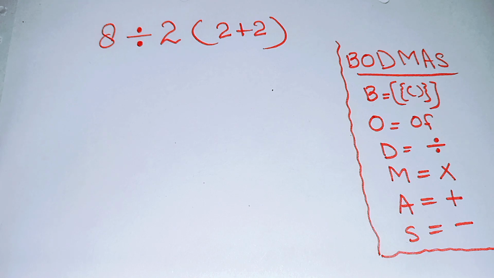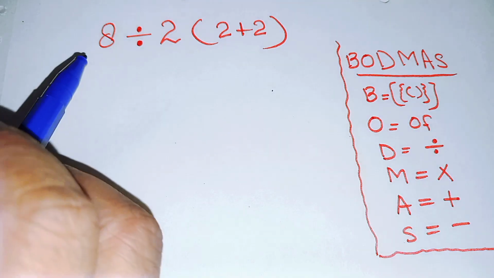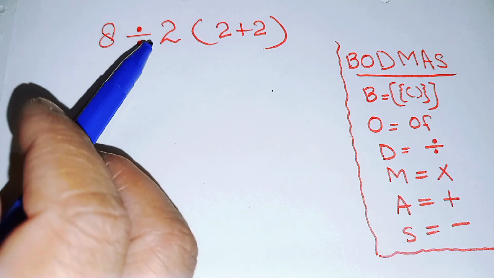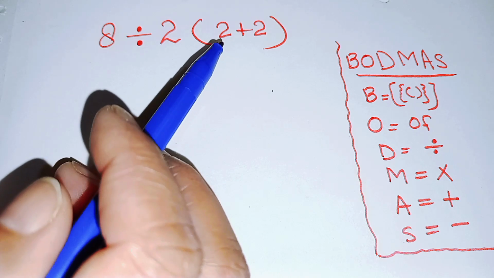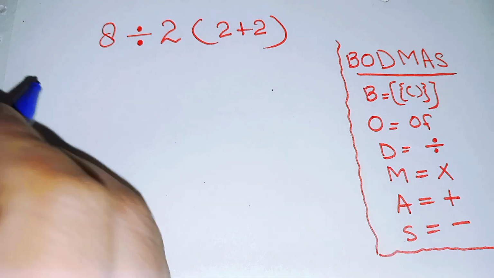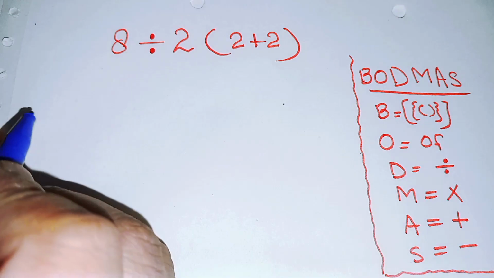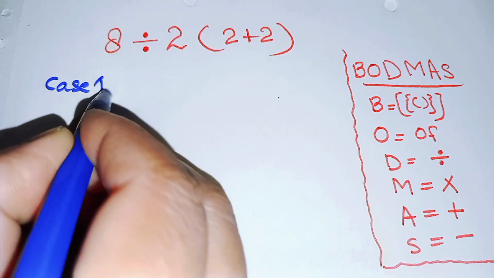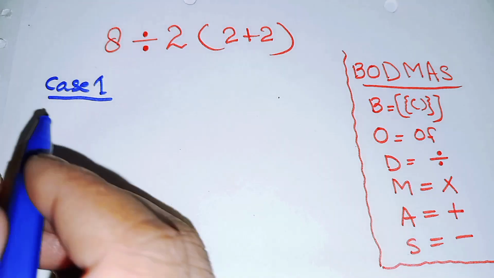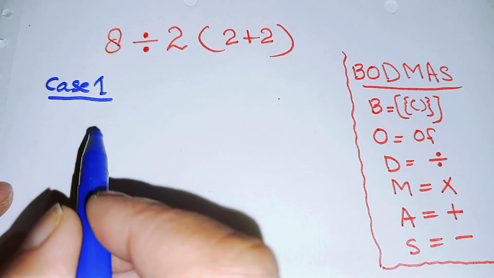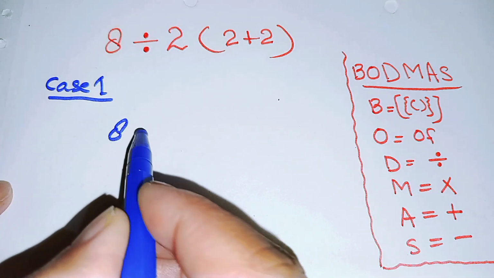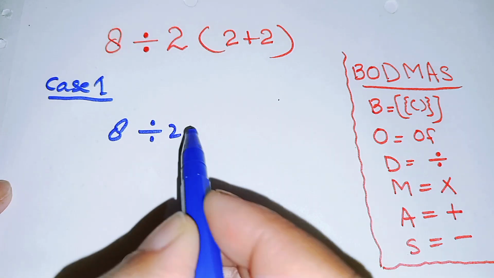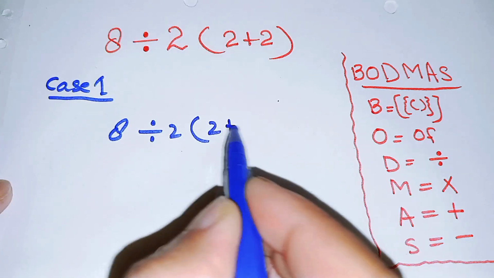In this video we are going to solve a nice algebraic problem, a BODMAS rule problem: 8 divided by 2, then bracket 2 plus 2. First of all we solve the first case. 8 divided by 2, then bracket 2 plus 2.